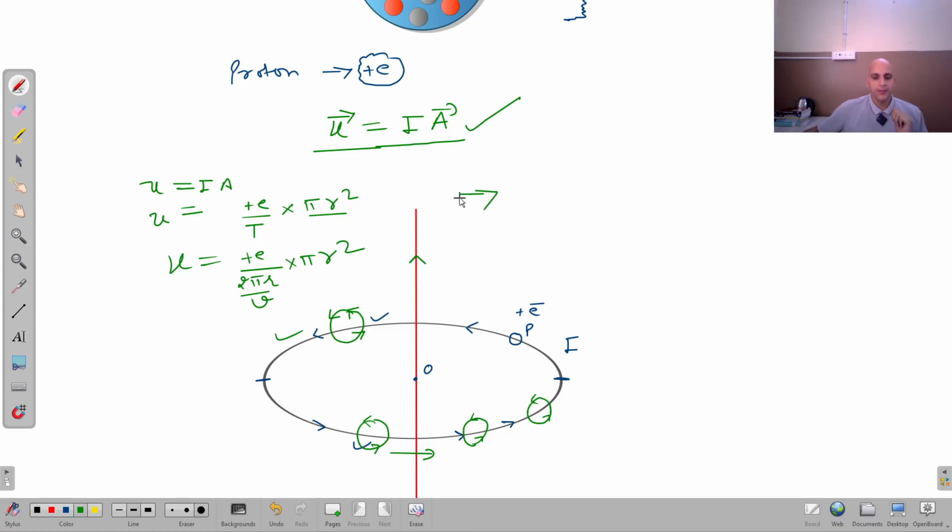After simplification, what value you will get? You will get plus E into velocity upon 2 pi r. This is the value of magnetic dipole moment, right? Now I can simplify it further. I am multiplying in the numerator and denominator with the m, mass of the proton. Then what it will become, right? I think I made a mistake.